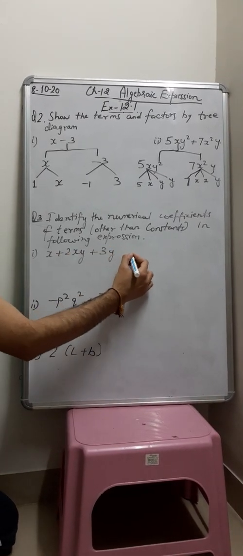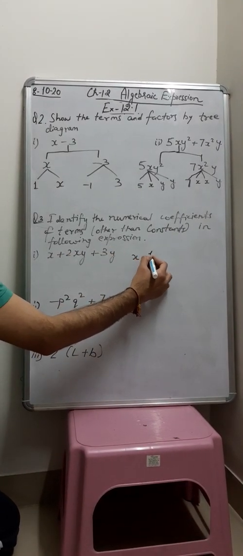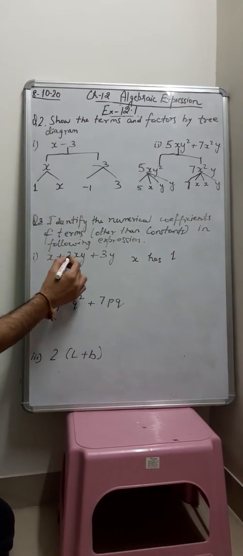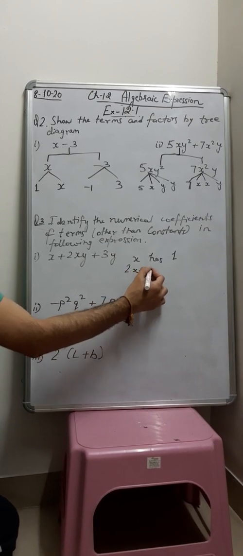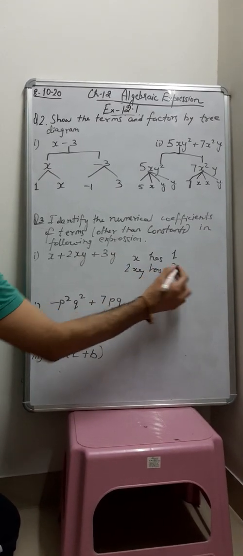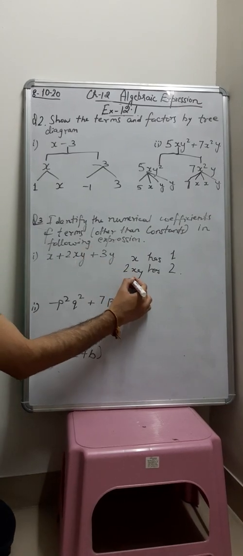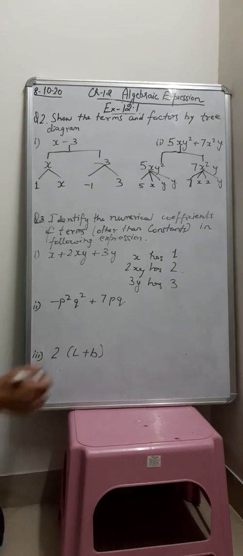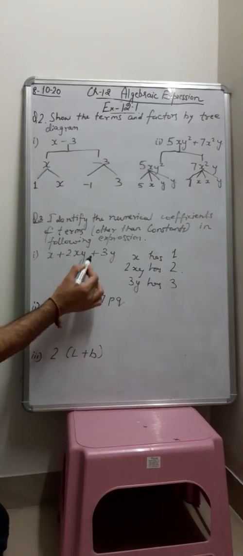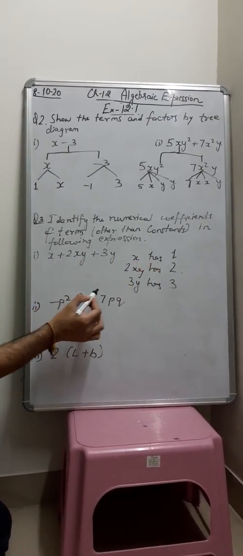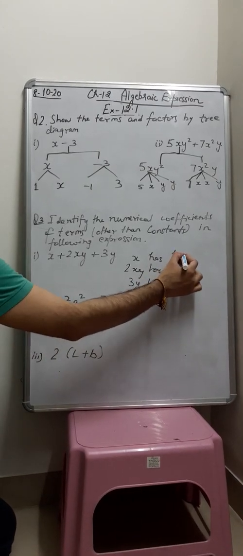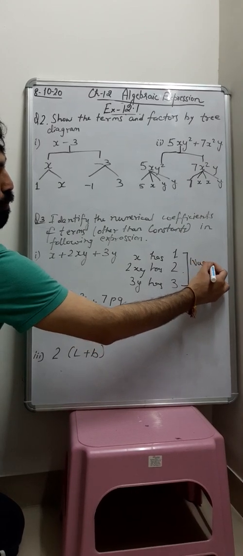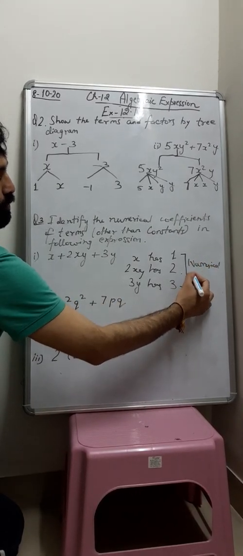So here x has 1 as numerical coefficient, 2xy has 2 as numerical coefficient, and 3y has 3 as numerical coefficient. x has 1, 2xy has 2, 3y has 3. So these are all your numerical coefficients.